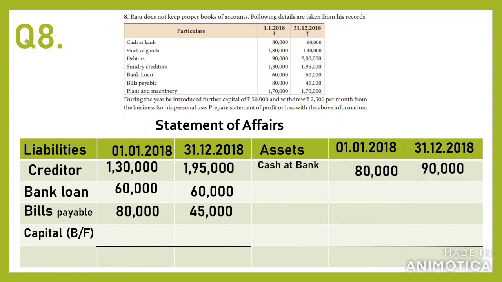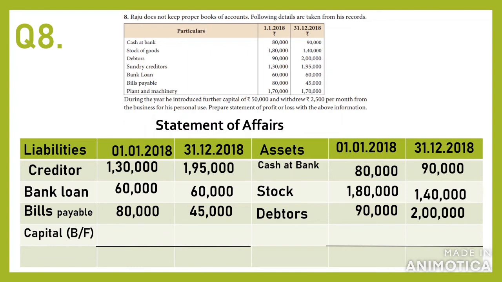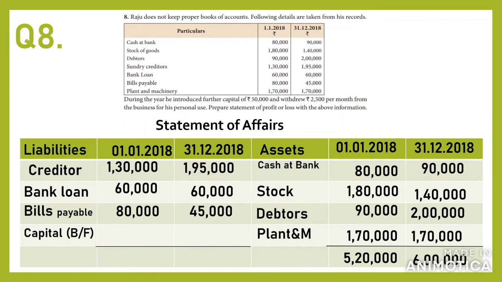So on the assets, we start with cash at bank. 80,000 is as of 1st Jan and 90,000 is as of 31st December. And then stock of goods 1.8 to begin with, and then 1.4 lakhs towards the end of the year. And debtors, we have 90,000 as of 1/1/2018 and 2 lakhs as of 31st December 2018. Then we have plant and machinery. Plant and machinery is 1,70,000 opening, 1,70,000 closing. So these are the various assets that we have with us, the total of which is 5.2 lakhs and then 6 lakhs.